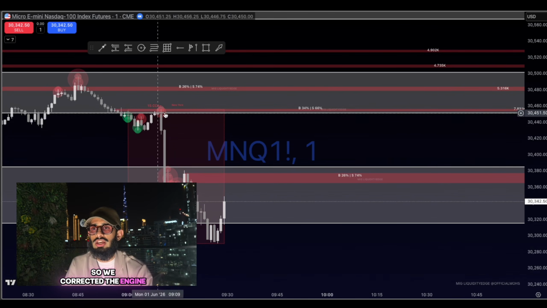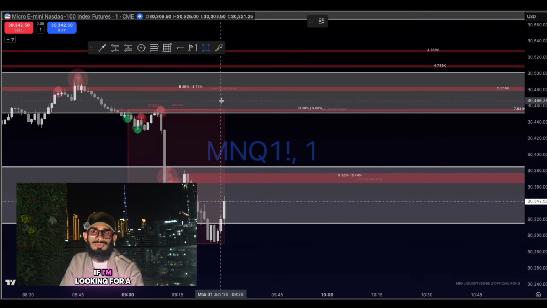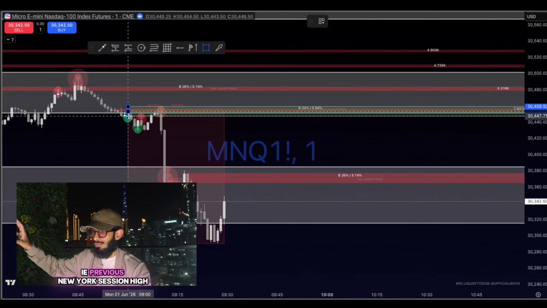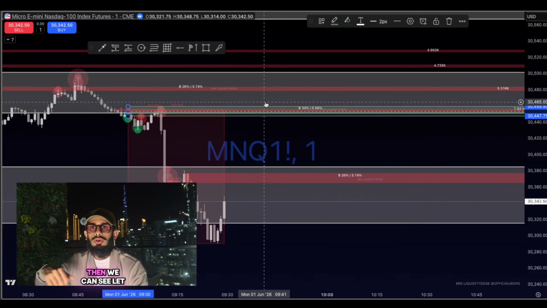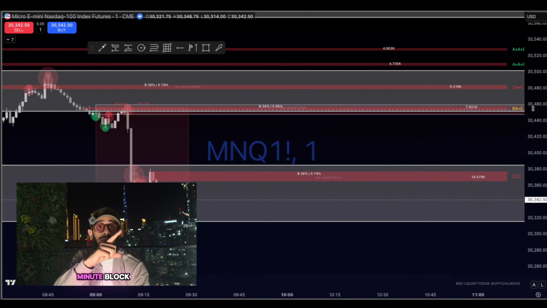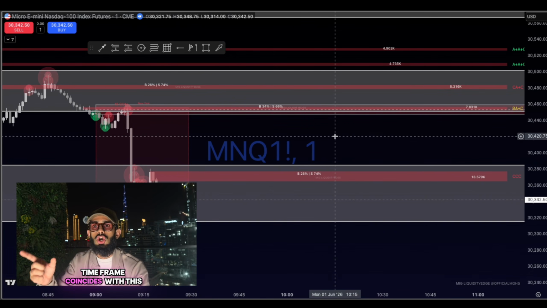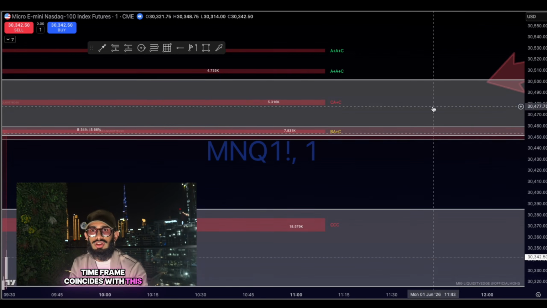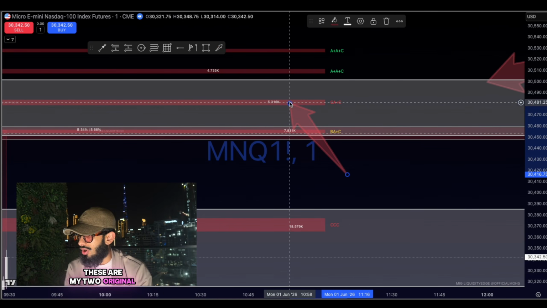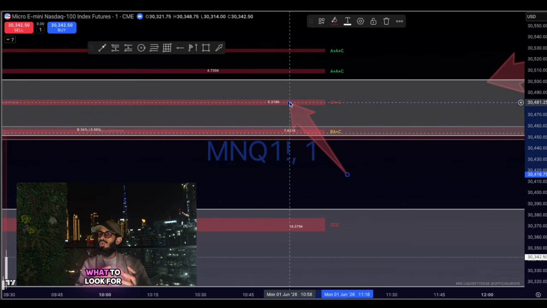So we corrected the engine for them. So we can see here, if I'm looking for a good trade setup, session weight, i.e. previous New York session high, then we can see, let me change that red, then we can see 15-minute block. We're on a 1-minute chart, the gray 15-minute higher time frame coincides with this 1 minute here, 1 minute here. These are my 2 original locations now. Now I know what to look for.